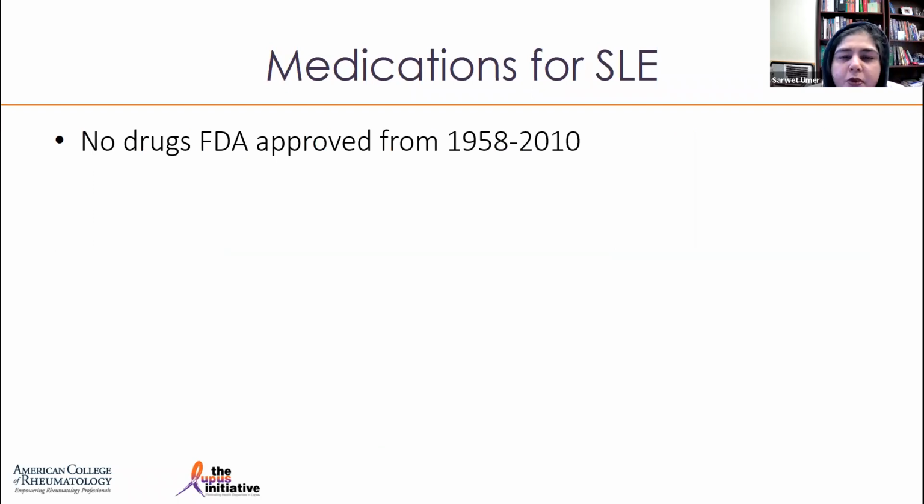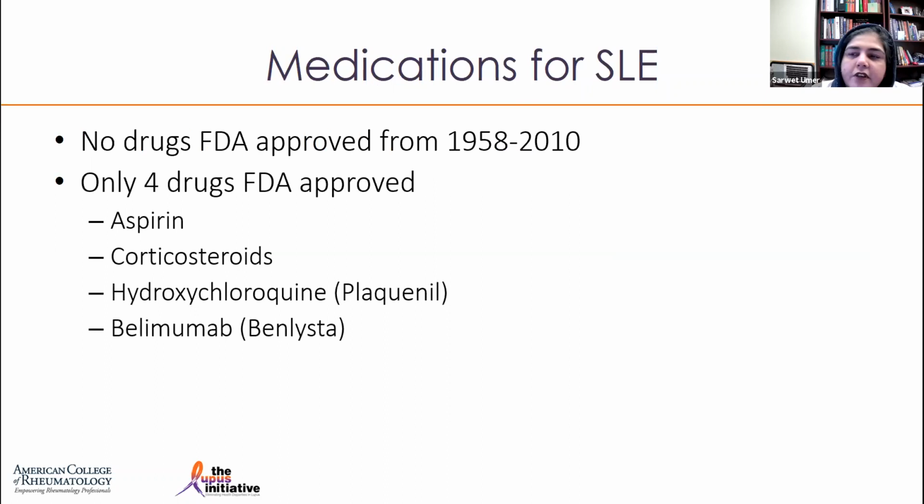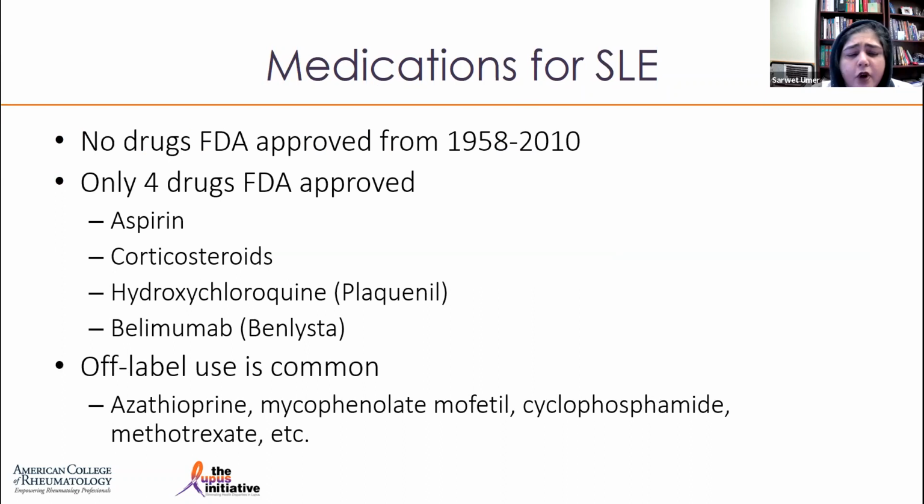So for medication for lupus, there were no drugs FDA approved from 1958 to 2010, which is a big challenge for rheumatologists. The only 4 drugs which are FDA approved are aspirin, corticosteroid, hydroxychloroquine or Plaquenil, and now belimumab or Benlysta. But we have off-label use of many other medications in lupus that include azathioprine, mycophenolate mofetil, cyclophosphamide, methotrexate.